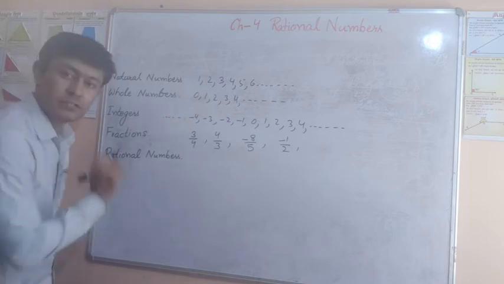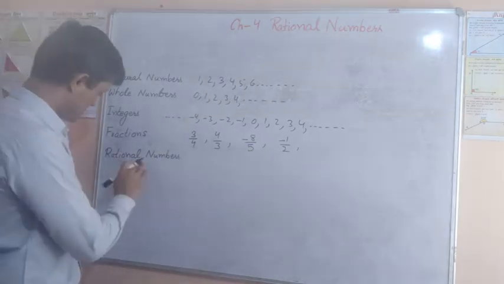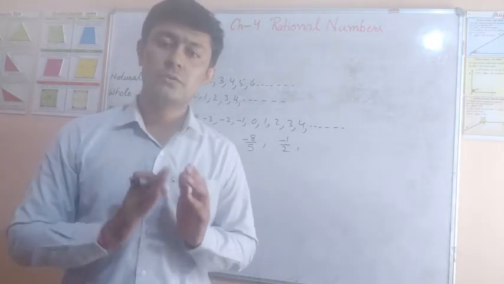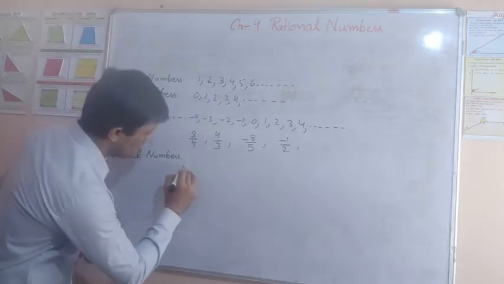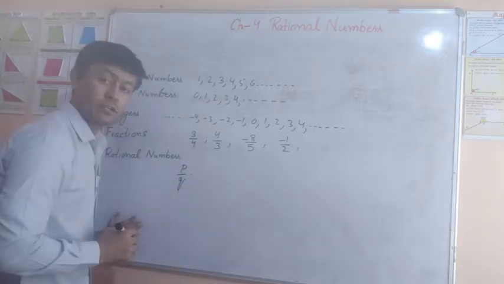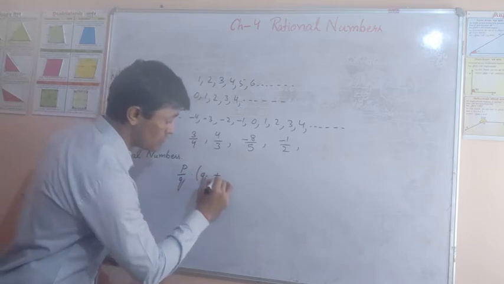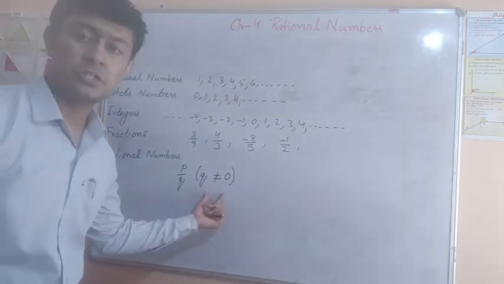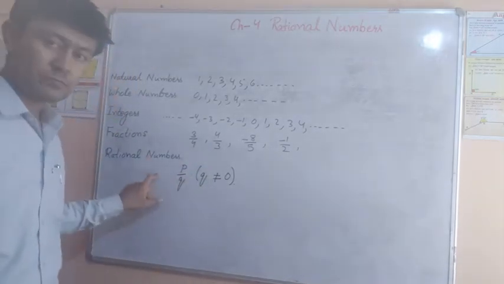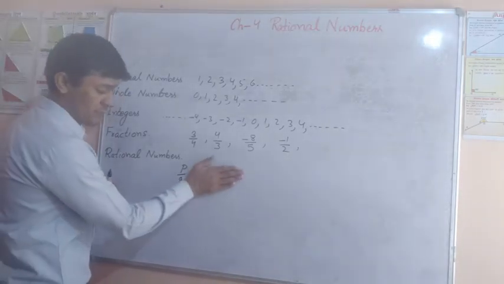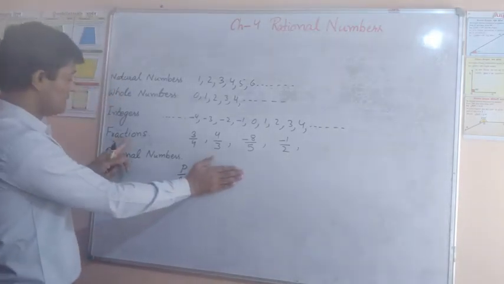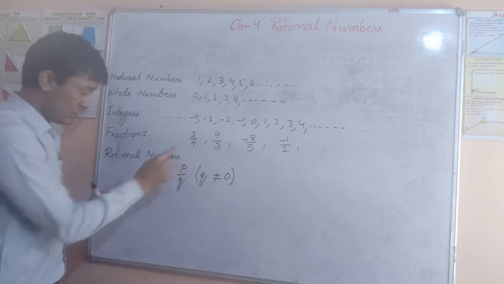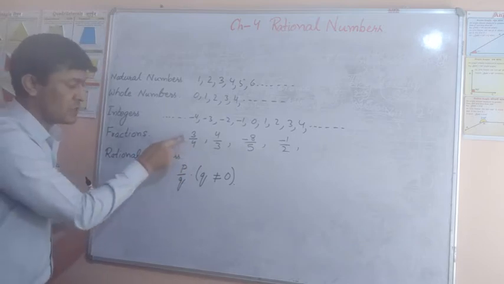Okay, then rational numbers. Now these are the fractions, and rational numbers are those numbers which are in the form of p upon q, where q is not equal to 0. Q is not equal to 0. This is the compulsion in case of rational numbers. If you remove this condition, then rational numbers will become fractions, exactly as they are. This is the fraction. Is it a rational number? Yes, it is in the form of p upon q.